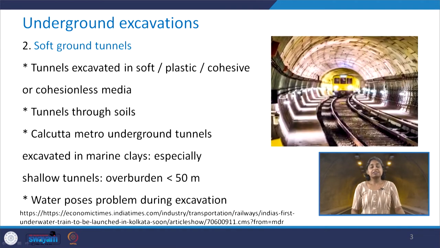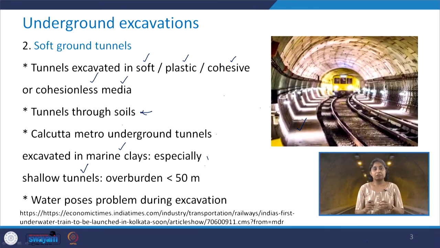Here this picture is from the Channel Tunnel, which is between England and France. Then the second category includes soft ground tunnels. These tunnels are excavated in soft plastic, cohesive or cohesionless media. Basically, tunnels through soils fall under this category. An example of such a tunnel is the Calcutta Metro underground tunnels, which are excavated in marine clays. These are especially shallow tunnels with overburden less than 50 meters.